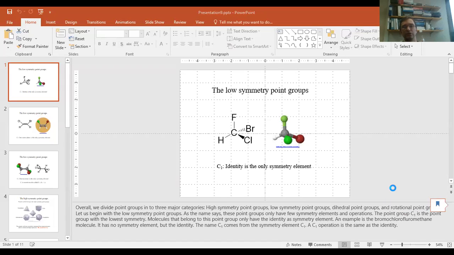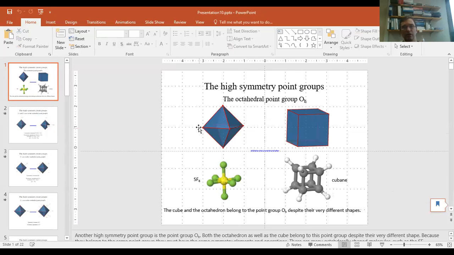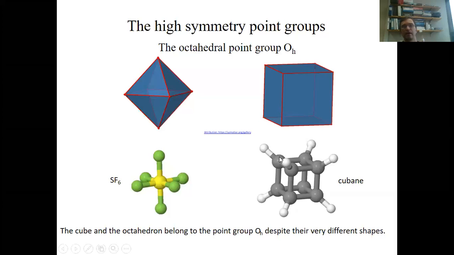Now I need to switch my screen again so we can start now with the octahedral point group. So there are two platonic solids that belong to the octahedral point group.